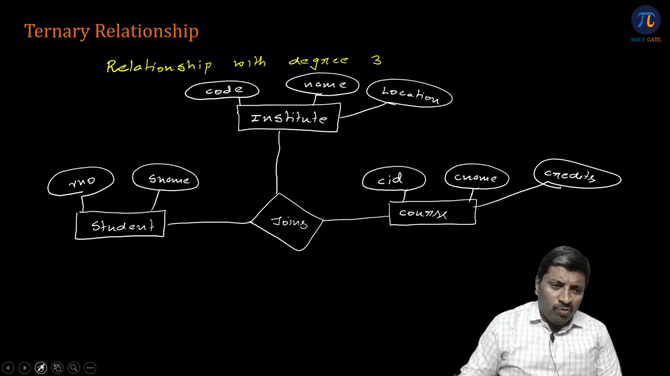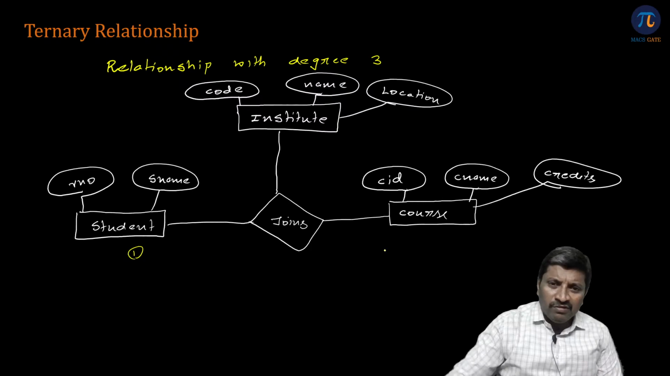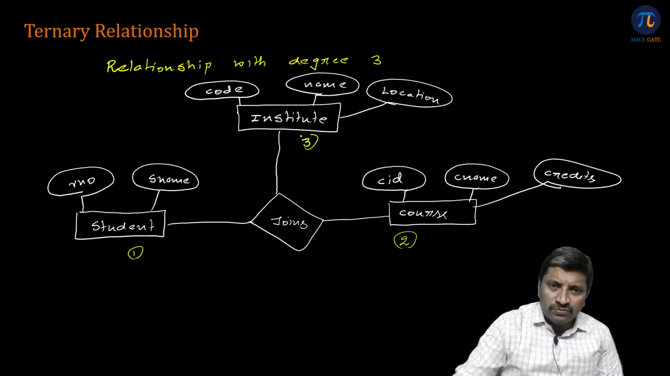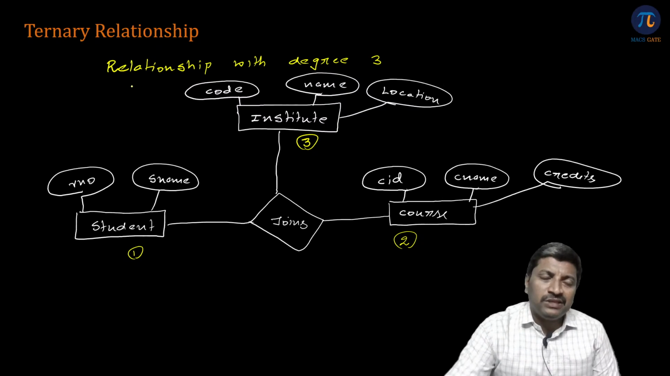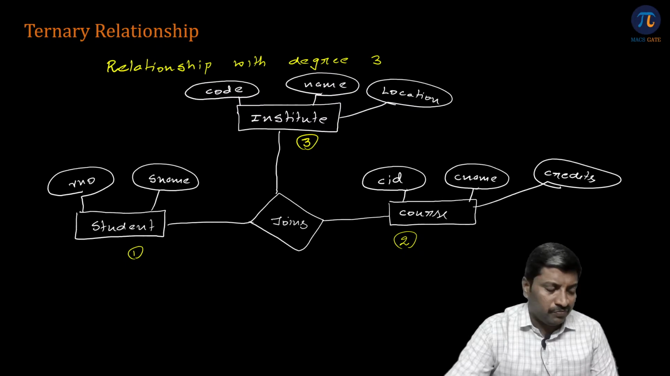So here, how many entities are participating in the relationship, sir? 1, 2, 3. So that is a ternary relationship because the number of participating entities is 3. Hope you understood it.